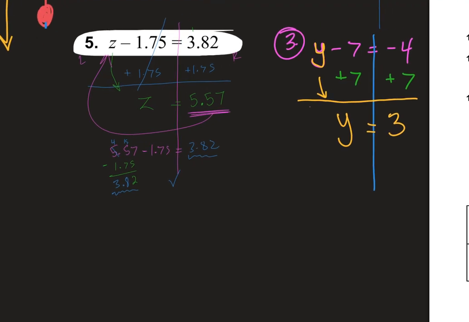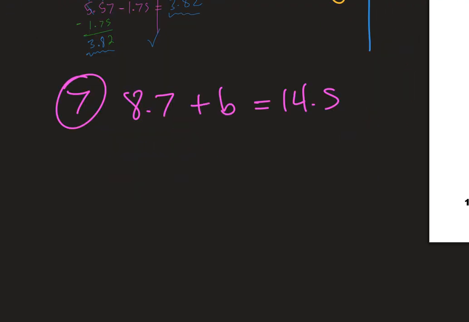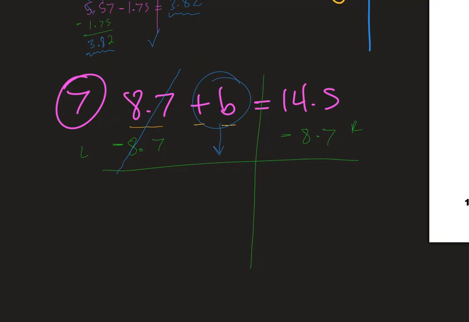I did this right. Number 7, 8.7 plus b equals 14.5. We have the left side, we have the right side. 8.7 is adding to b. So I'm going to subtract 8.7 from both sides. Why am I subtracting 8.7? Because 8.7 minus 8.7 cancels. And this b just drops straight down. Okay? I have to borrow here, 13. We get b equals 5.8.